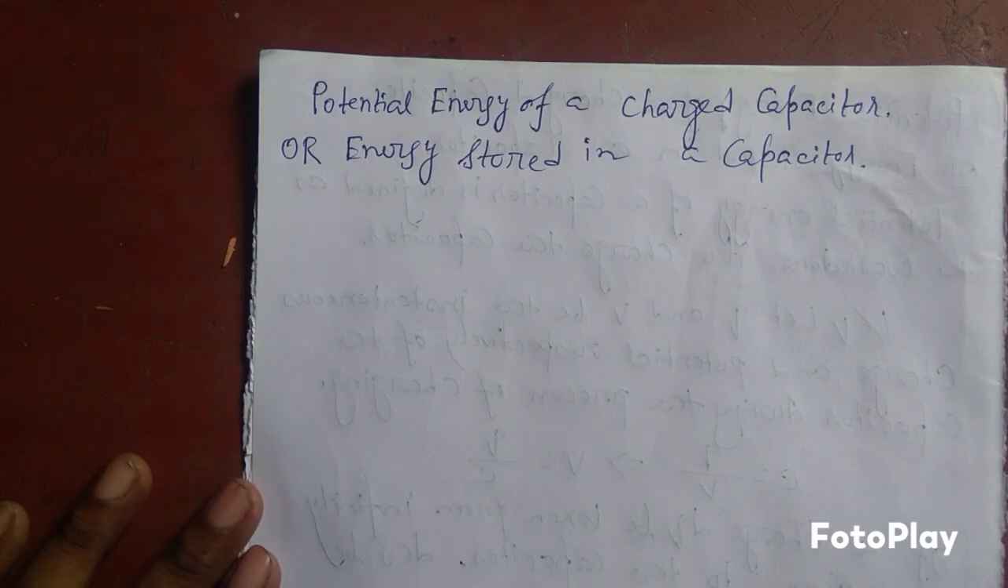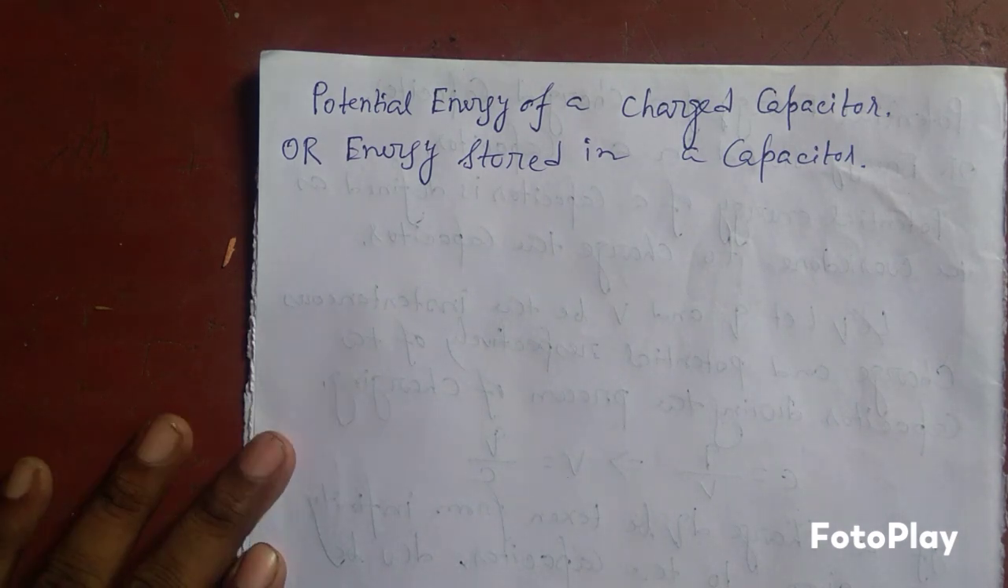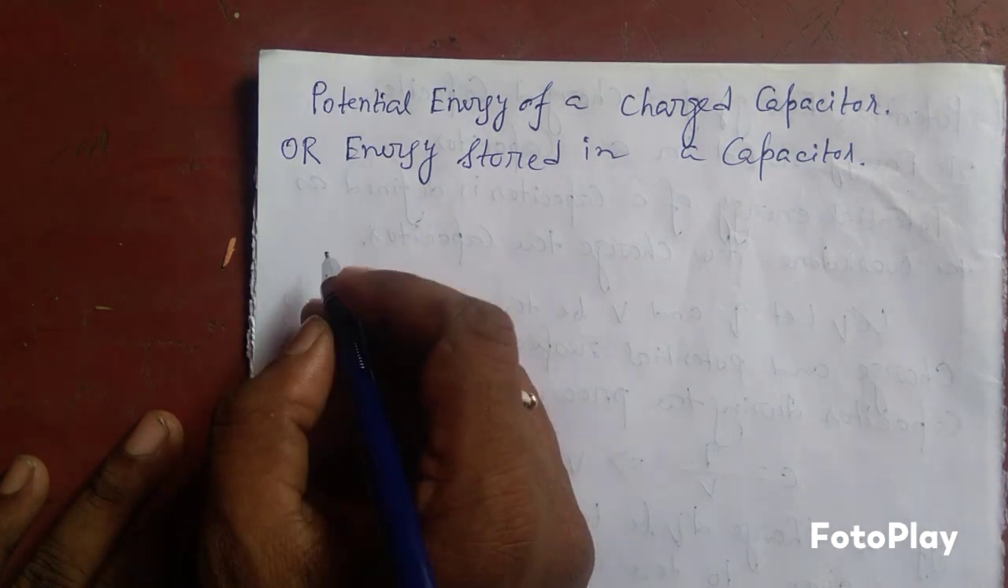Today's class is on potential energy of a charged capacitor, or energy stored in a capacitor. At first we have to know what is potential energy of a capacitor. It is defined as the work done to charge the capacitor. First we write down the definition of the potential energy.